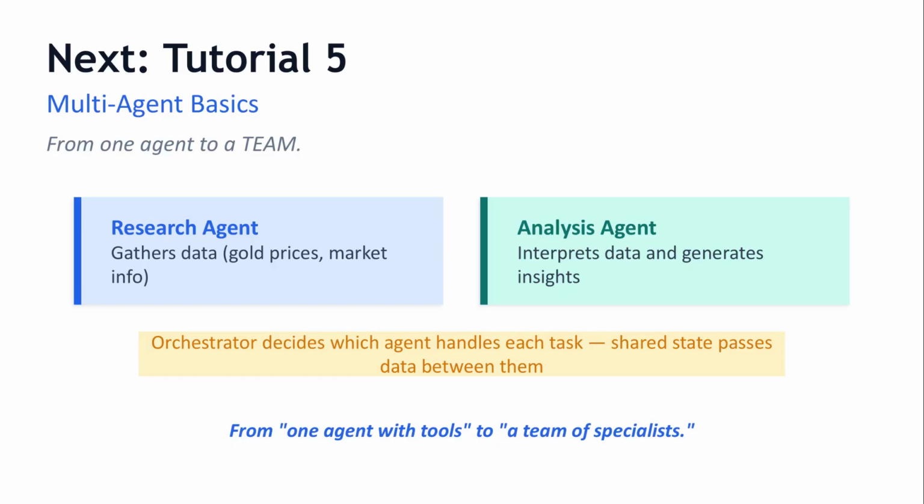In Tutorial 5, we make the big leap. So far, we've had one agent doing everything: thinking, using tools, remembering. In the next tutorial, we build a system where 2 agents collaborate: a research agent that gathers data, and an analysis agent that interprets it and generates insights. The orchestrator decides which agent handles each part of the task, and they pass information through the shared state. That's where orchestration goes from one agent with tools to a team of specialists.